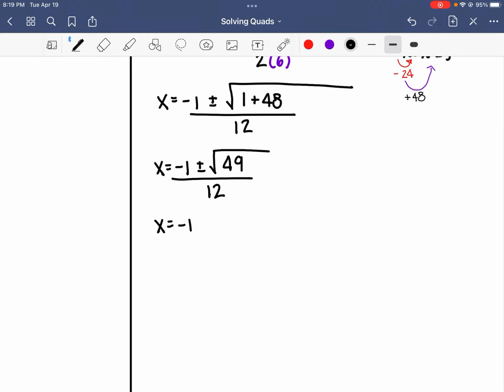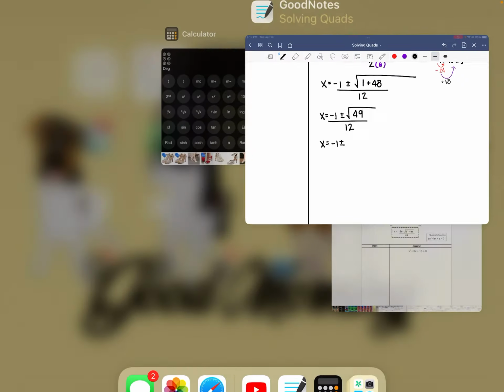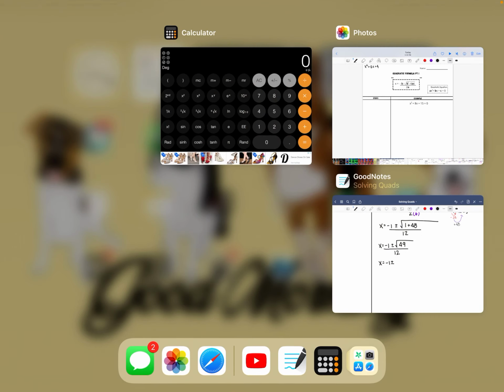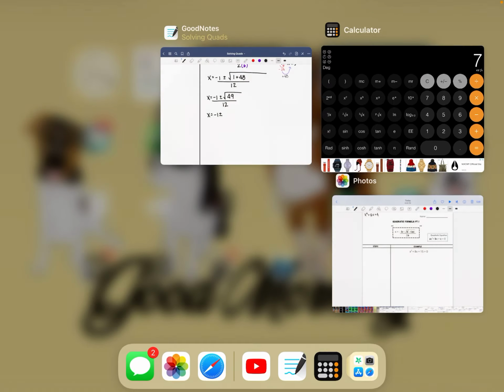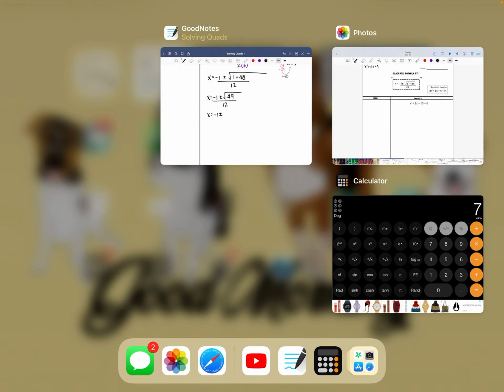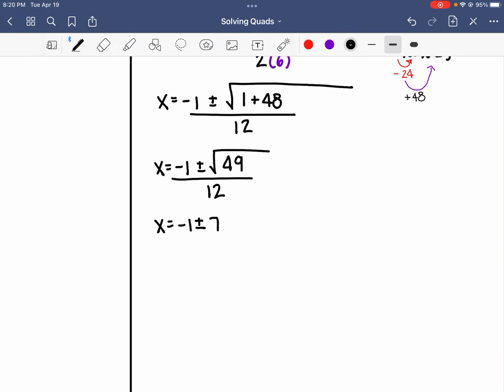X equals negative 1 plus or minus the square root of 49 is, whoops. So I'm going to hit my base, 49, hit my little square root button, and I get 7. Let me close that, it's getting me confused. 7 all over 12. So now this is when I do my two cases. So I have x equals negative 1 plus 7 over 12. And then I have x equals negative 1 minus 7 over 12.